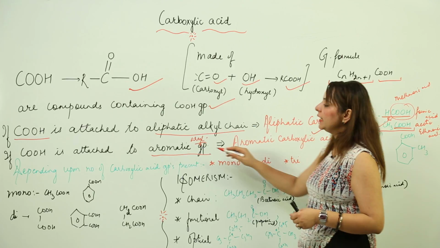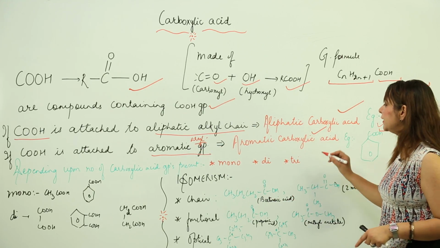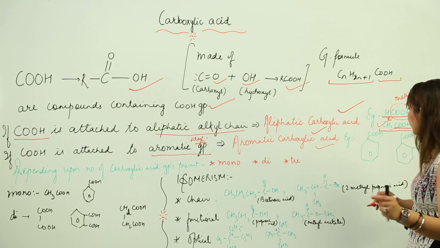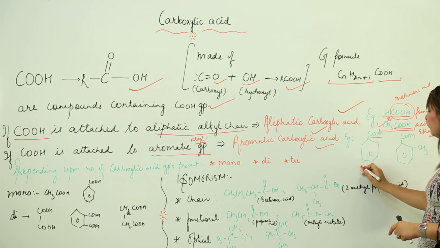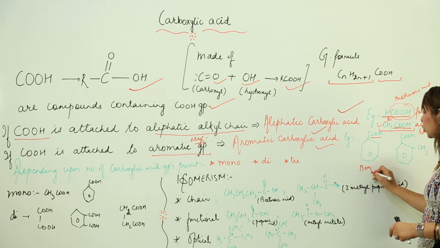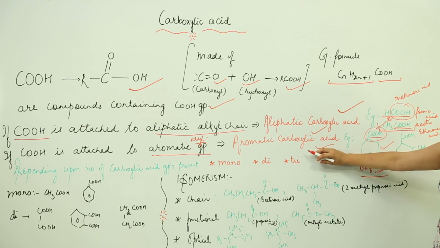Now if carboxylic acid is attached to an aryl group, that means there is a ring-like structure, then it is particularly an aromatic carboxylic acid. Just look at the example. Suppose I have my benzene ring, and to this the carboxylic acid is attached, and the name for this compound is benzoic acid. So when you see that the carboxylic acid is attached to a ring-like structure, particularly benzene, it is a member of the aromatic carboxylic acids.